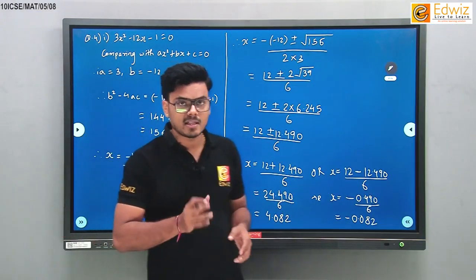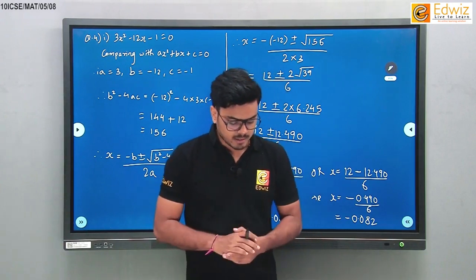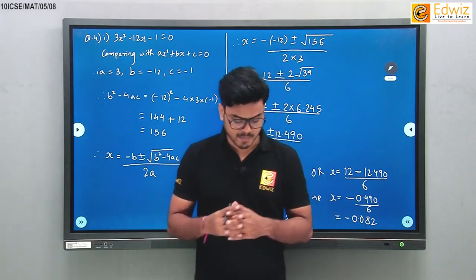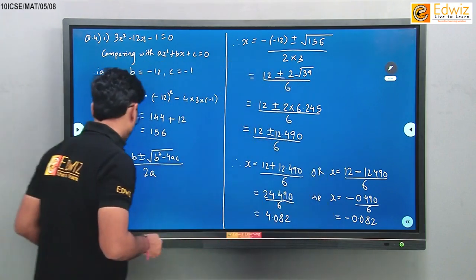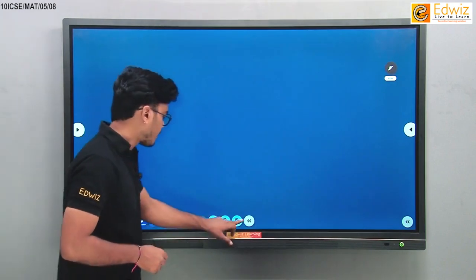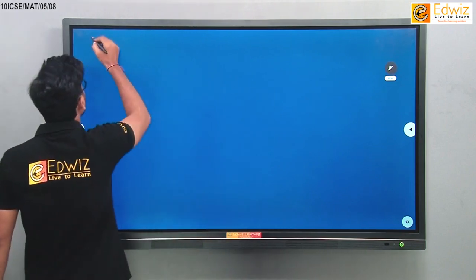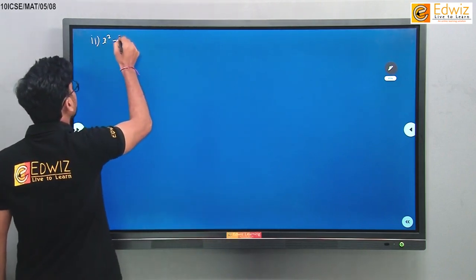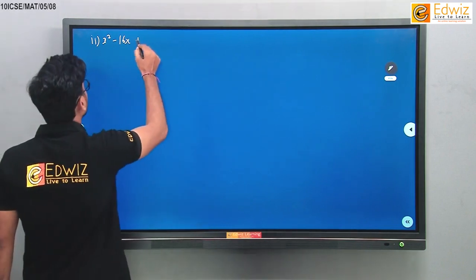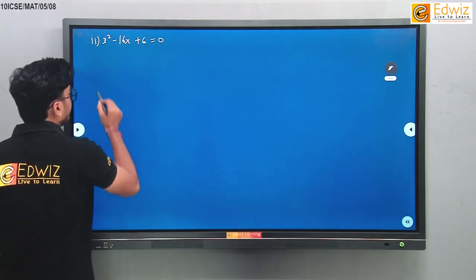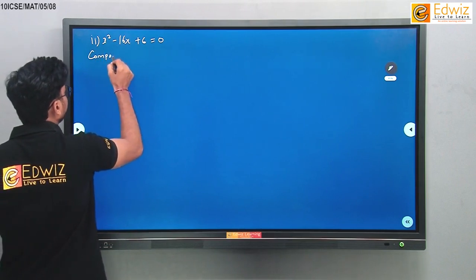Alright students, let us continue with the next question. The next sub question here is x square minus 16x plus 6 equal to 0. Okay, let us try to solve it just like this one. x square minus 16x plus 6 equal to 0. Okay, compare with the standard form.